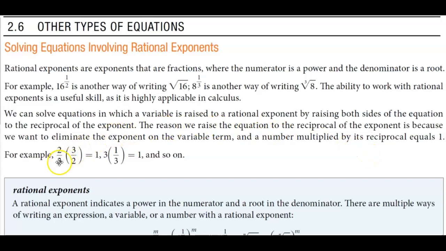So for example, 2/3 times 3/2 is 6/6, which is equal to 1. 3 times the reciprocal 1/3 becomes 3/3, which is equal to 1, and so on.